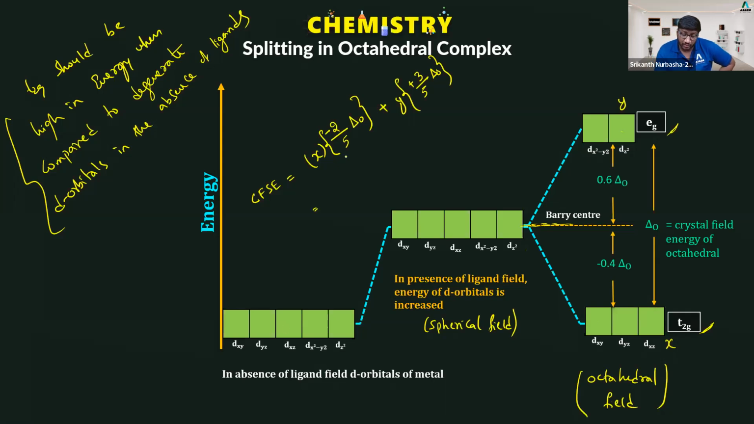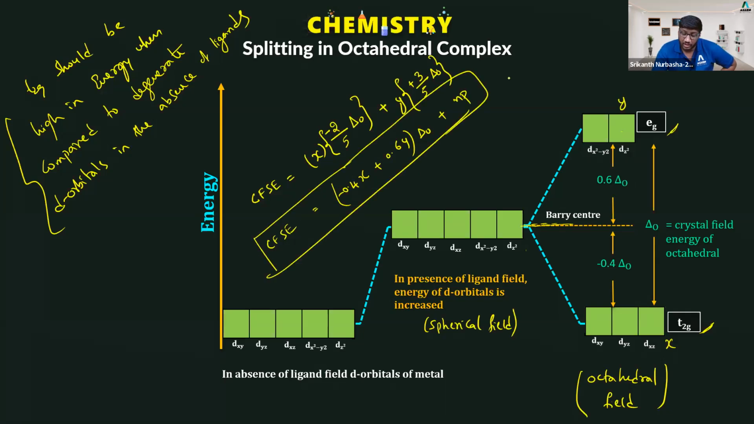That is nothing but minus 0.4 X plus 0.6 Y into delta naught. This is just because of splitting, and we can also have some pairing, so plus NP. NP stands for number of electron pairs. N stands for number of electron pairs. Write down this formula.